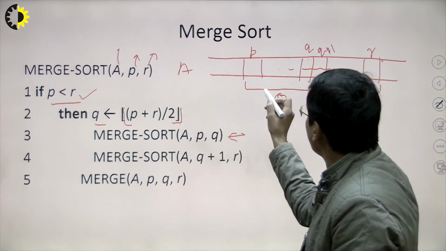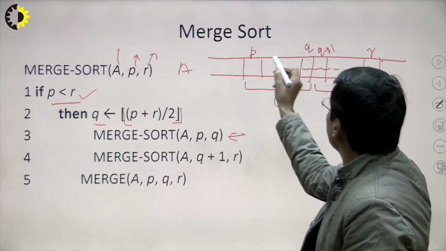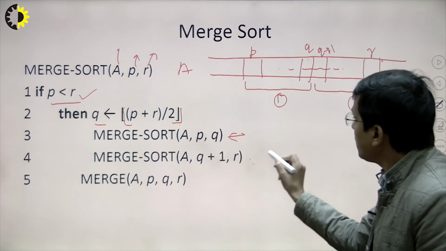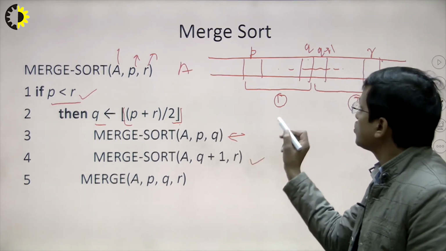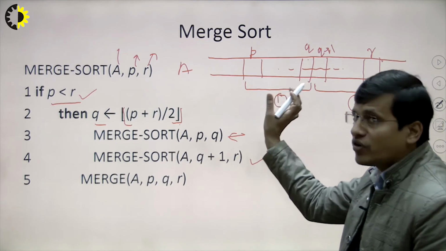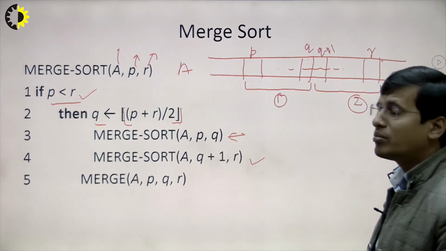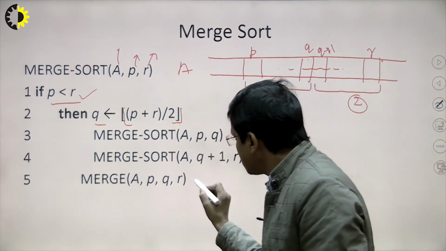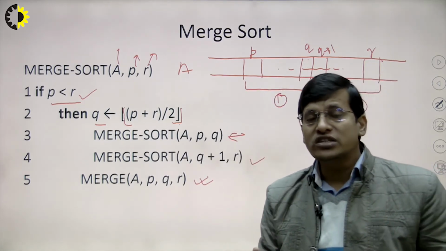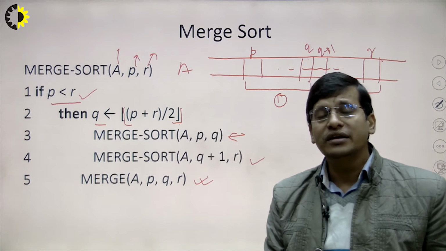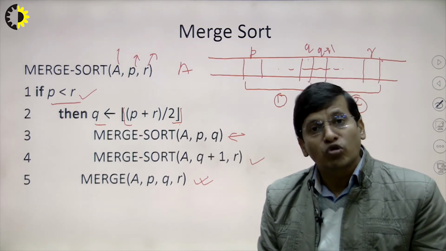So we are applying merge sort on the index from P to Q, and next on A, Q plus 1 to R. So basically we are applying merge sort on the first list, and now we are applying merge sort on the second list, right? And this is the merge function. Suppose we have two lists and these are sorted lists, and now we are trying to combine, to merge them.